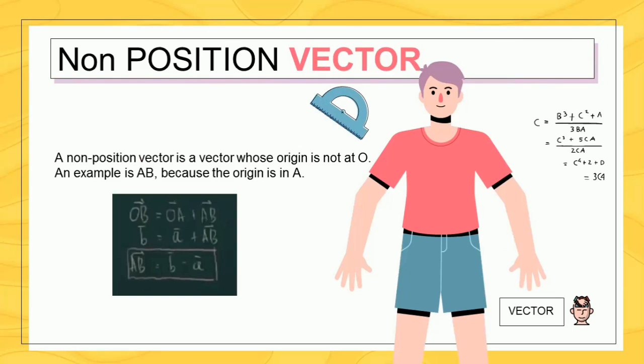Non-position vector. So if there was a position vector, now I will discuss the non-position vector. A non-position vector is a vector whose origin is not at O. An example is AB because the origin is at A. Then how do we express it? Vector AB equals vector B minus vector A. This means the tip minus the base.